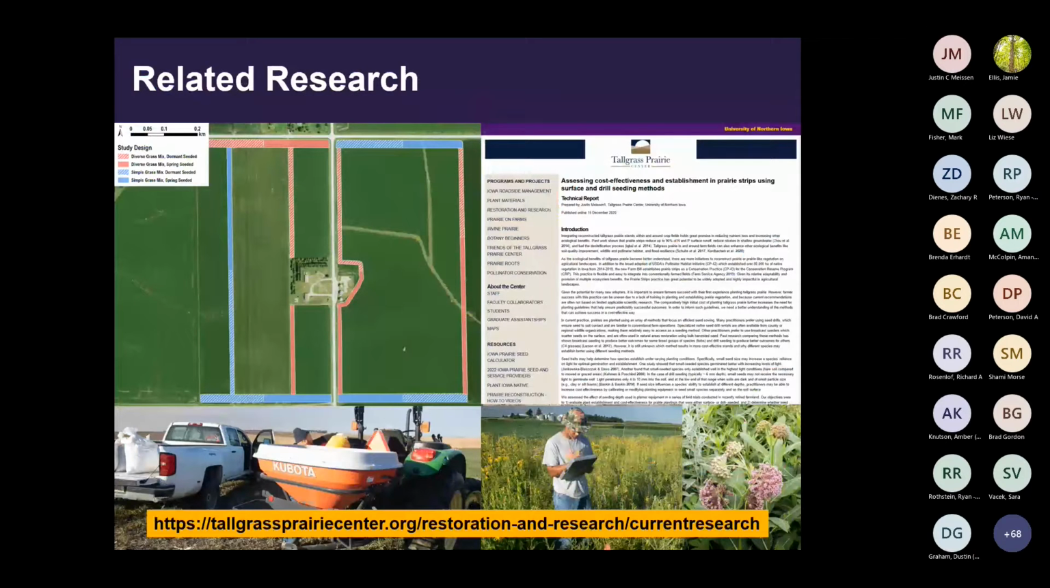And while I only had time to present one study today, we've done and continue to do other research on prairie implementation and prairie restoration ecology topics. So if you're interested, we have several technical reports covering today's topic, but also some others that cover some related topics like prairie seeding depth, seed mix cost effectiveness, and more. You can find those on our Research and Restoration Program website, which is posted on the slide here.